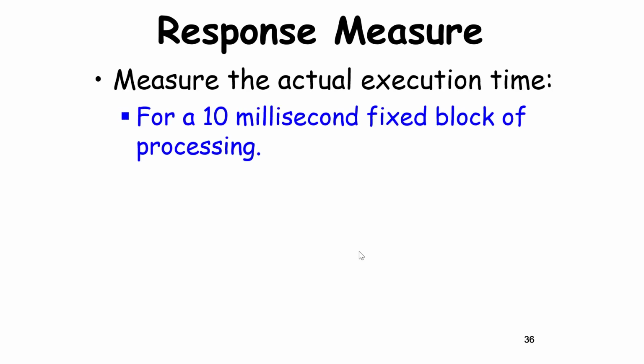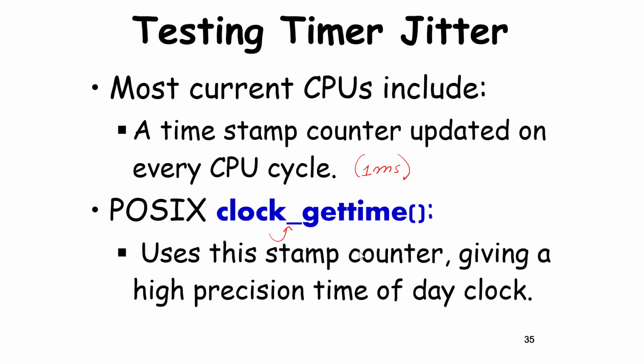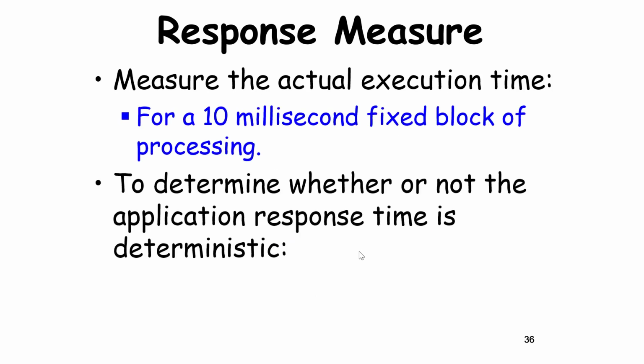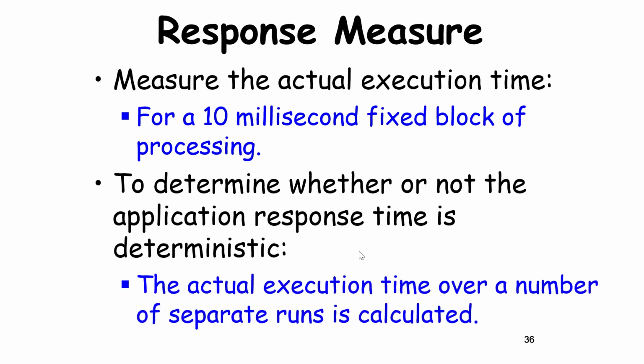So now coming to the response measure. This was the timer jitter, of course, over here. The response measure is the actual execution time for a large block of processing, let's say 10 milliseconds or more. That will tell you whether the system is deterministic or not. So what you do is that you take a bunch of runs, 10 runs, 20 runs, 50 runs, and calculate the deviation or the distribution of the actual execution time. That will tell you how bad things are from a real time perspective. If the system is very well behaved, the graph would be something like this, otherwise it will be something like that.